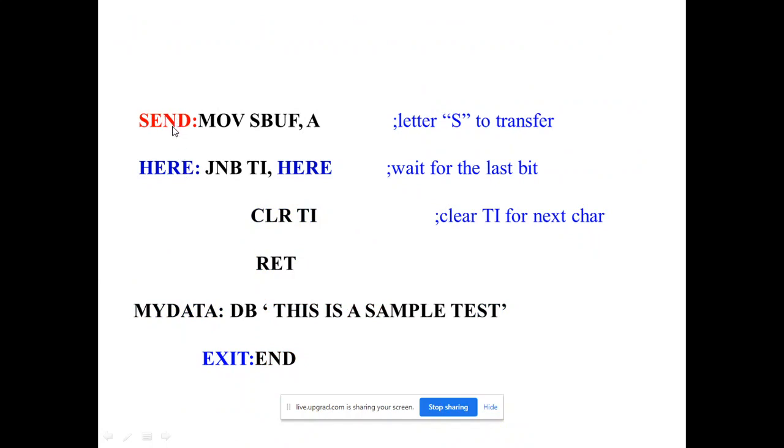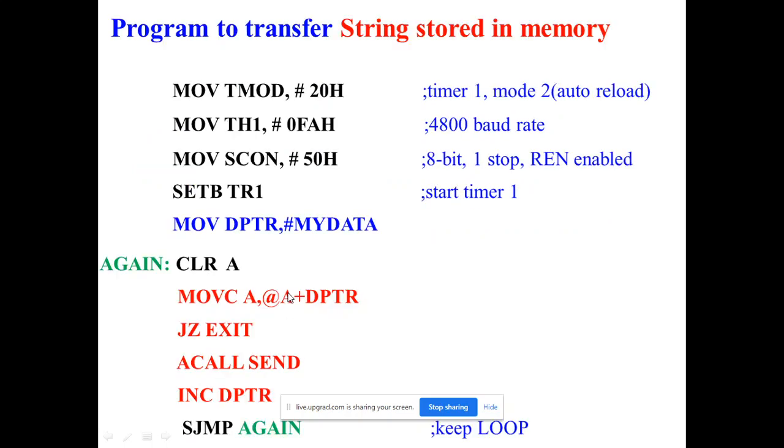Now in the send subroutine I'm writing the program. Whatever data is in the accumulator goes into the SBUF, then I am continuously checking the TI flag. When the first character, that is T, is entered into the accumulator, it is passed to the SBUF, and we are checking whether T is fully out or not. When T is fully out, TI becomes 1, that time I come out of that loop, then clear the TI flag, and return back to the main program.